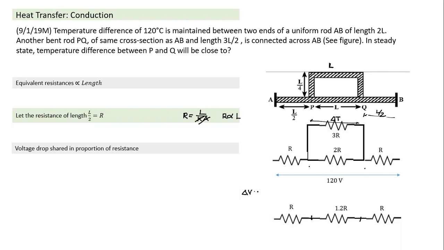So what would be my delta V here? Delta V will be in proportion to the resistance, that will be equal to 2R divided by the total resistance, 2R plus 1.2R, into the total potential difference. Total potential difference is 120. So this is like current electricity, and we can easily calculate. Whatever we get as potential difference is the same as temperature difference. Voltage drop is shared in proportion to resistance. So very easy question. I think it could have been done in a minute's time, a couple of minutes max.